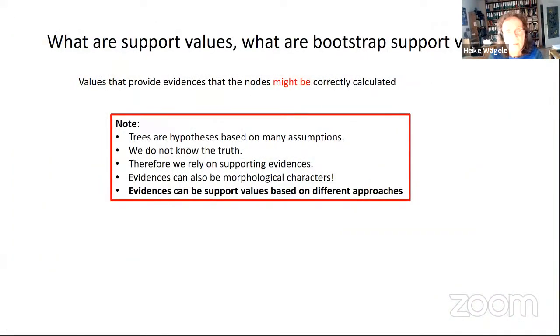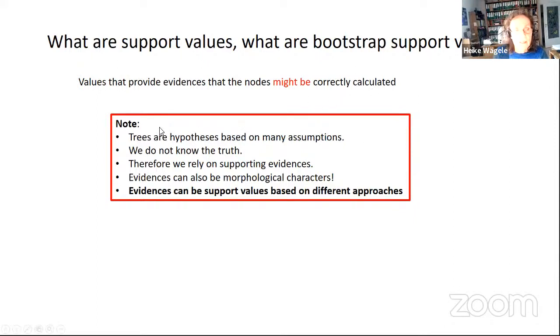Okay, let's talk about support values. And here is important, the so-called bootstrap support values, because they are used a lot in these tree reconstructions. And why do you need them actually? These values provide evidence that the nodes that are reconstructed by the maximum likelihood analysis or by the Bayesian analysis might be correctly calculated. Of course, again, this is only evidence. It cannot be the truth. This is just the likelihood, or how good the support is in percentage. That's why I wrote it might be correctly calculated.